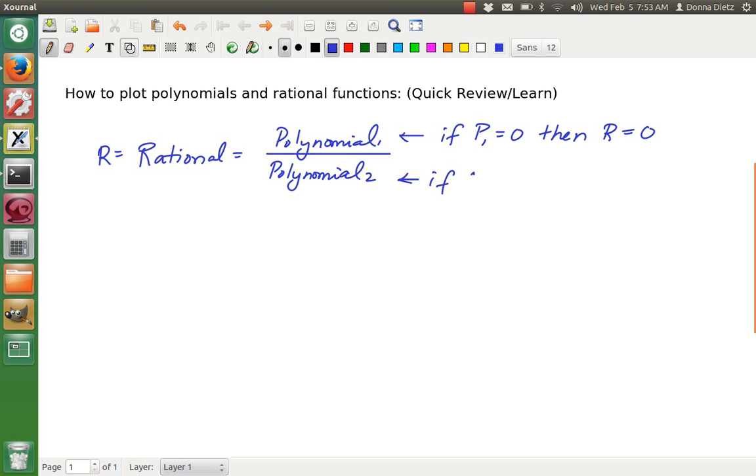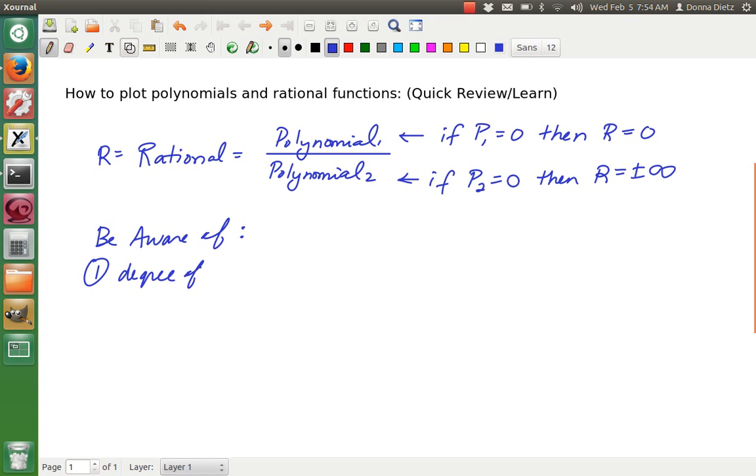If P2 equals 0, then R is equal to either plus or minus infinity or both. Okay? So that's where you get your asymptotes. You also have horizontal asymptotes, and those are things we have to be aware of as well. So be aware of the following issues when plotting a rational function.